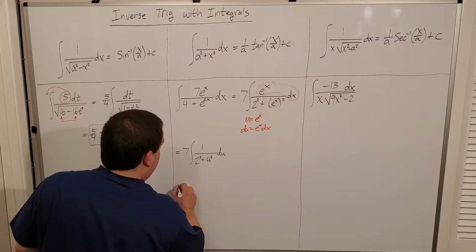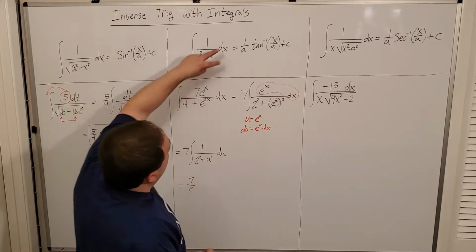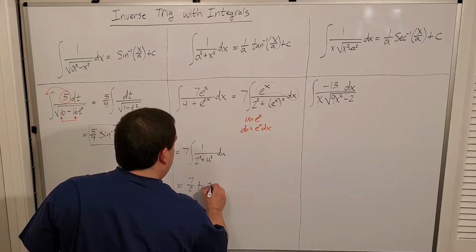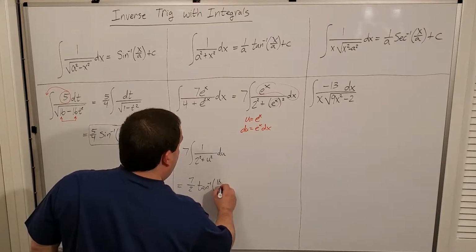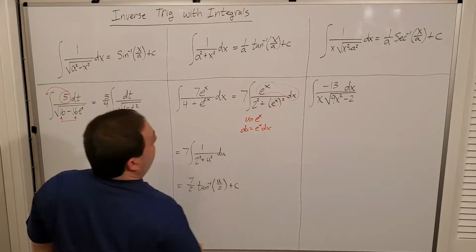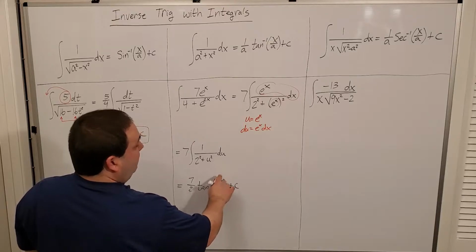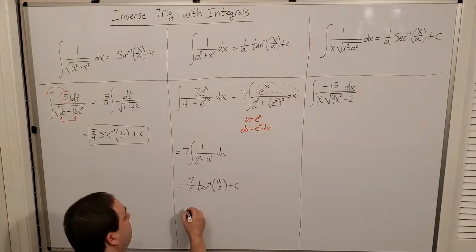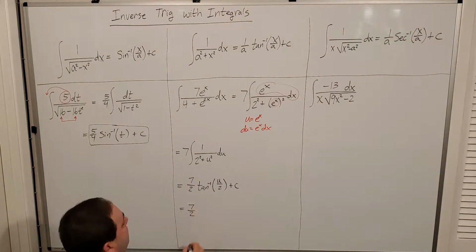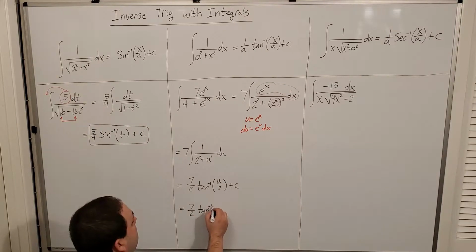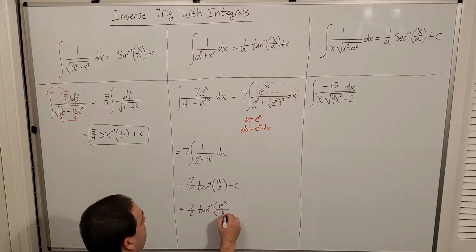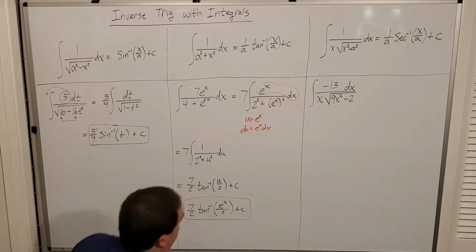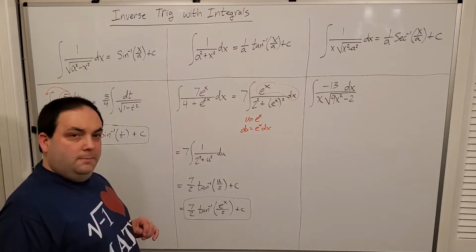Okay, so what I have is 7 over 2, because it's over a, arctangent of u over 2 plus c. Okay, but now I'm going to come back from the substituted universe. u is equal to e to the x. So what I've actually got here is 7 over 2 arctangent of e to the x divided by 2 plus c. All right.